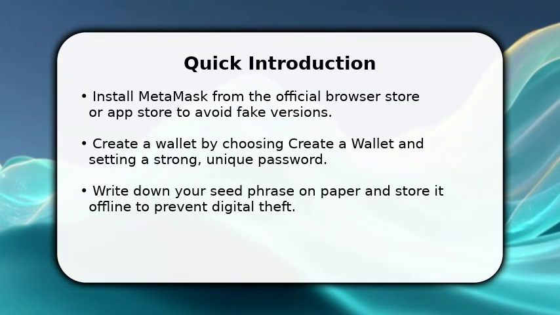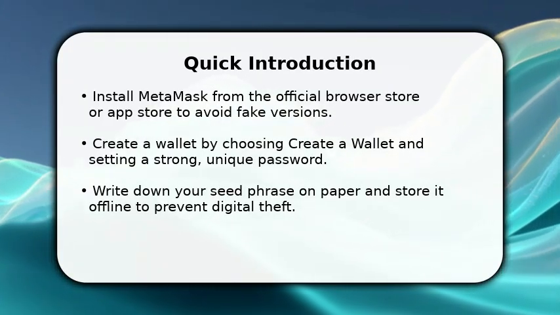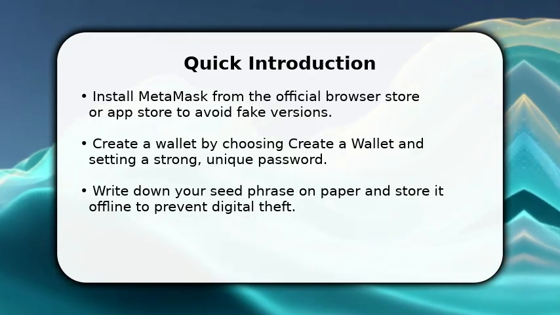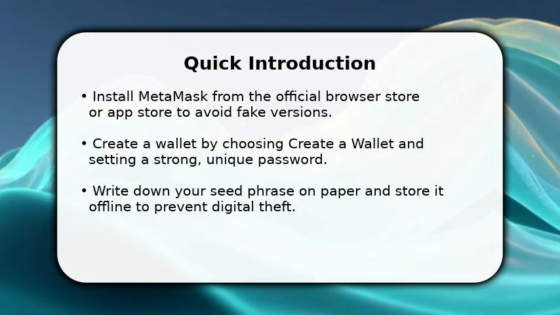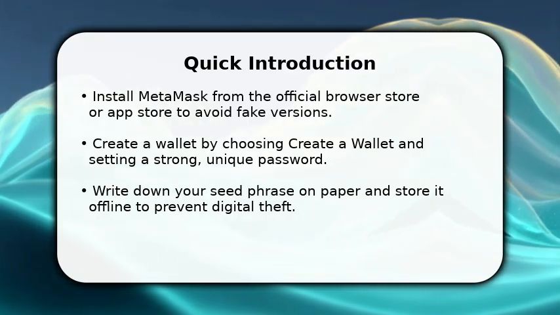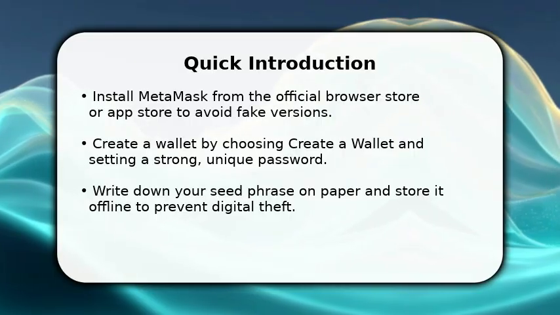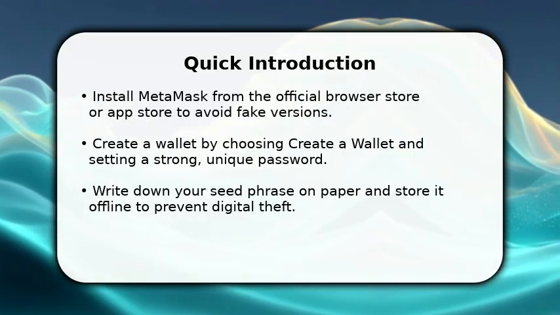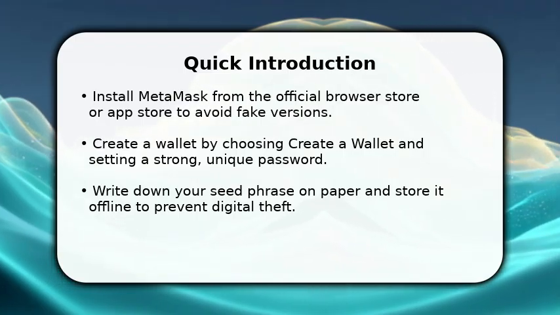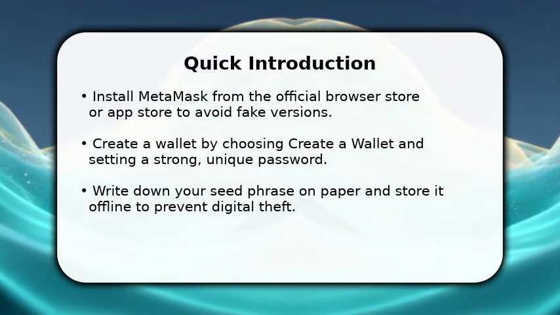In this video, I will explain how to make a MetaMask account, full guide. Open the MetaMask extension or app and choose Create a Wallet. Set a strong password and agree to terms. Write down your 12 or 24 word seed phrase on paper and store it offline. Never share your seed phrase or enter it on websites. After confirming the phrase, fund your wallet by sending ETH or tokens to your address.